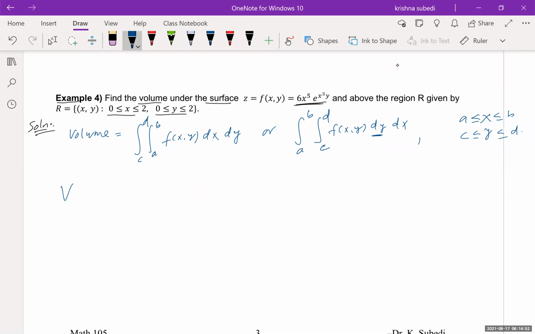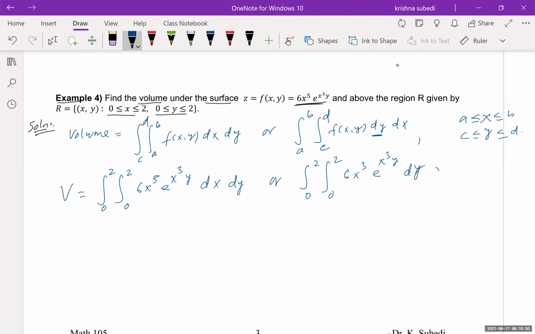The volume will be, you can either go from 0 to 2, 0 to 2, 6x to the power 5, e raised to the power x cube y, dx dy, or we can write 0 to 2, 0 to 2, 6x cube, e raised to the power x cube y, dy dx.